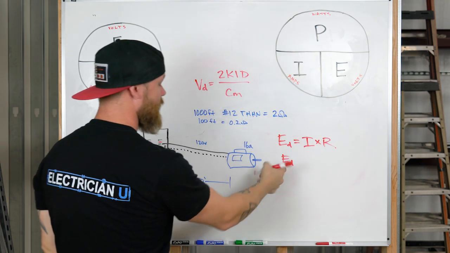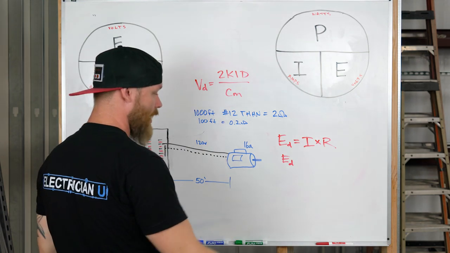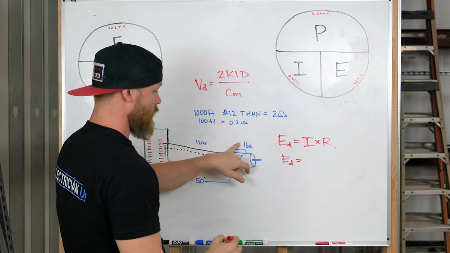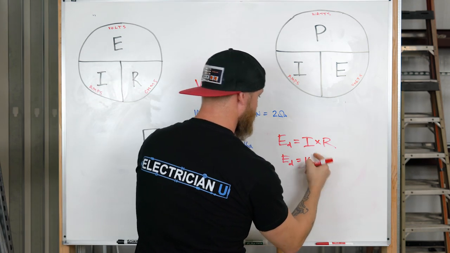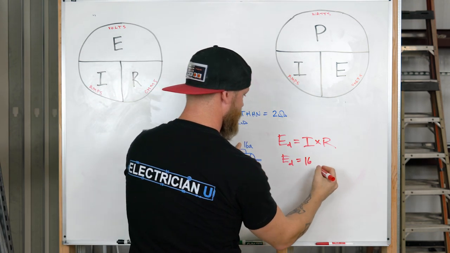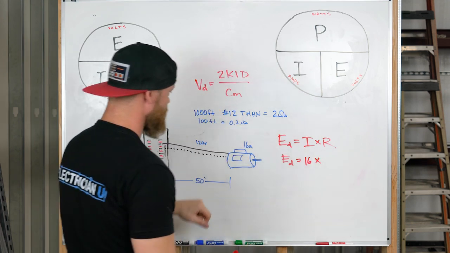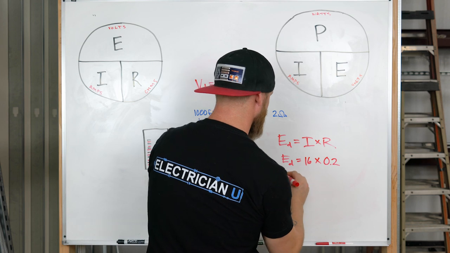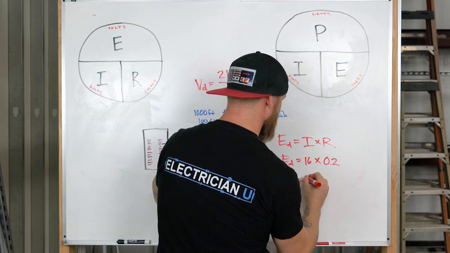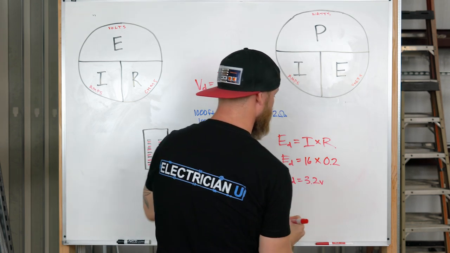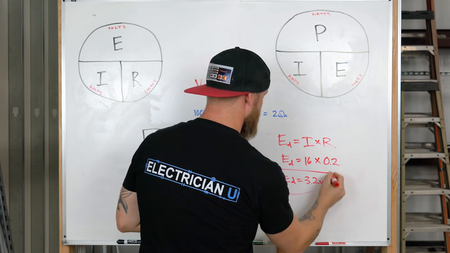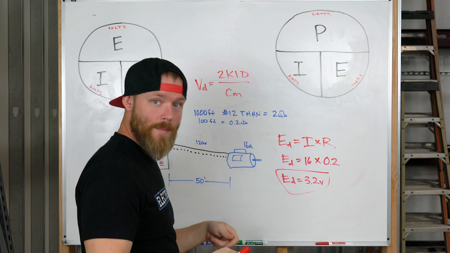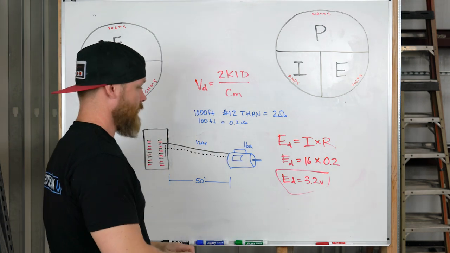And again, I put the D there just to let you know we're talking about voltage drop. We're not talking about any other kind of voltage. So what we need to use is our 16 amps for I, for our amperage, times our resistance, which we just figured out, which is 0.2 ohms. So voltage drop equals 3.2 volts. That means that when this thing kicks on, the whole voltage of that circuit is going to drop 3.2 volts.